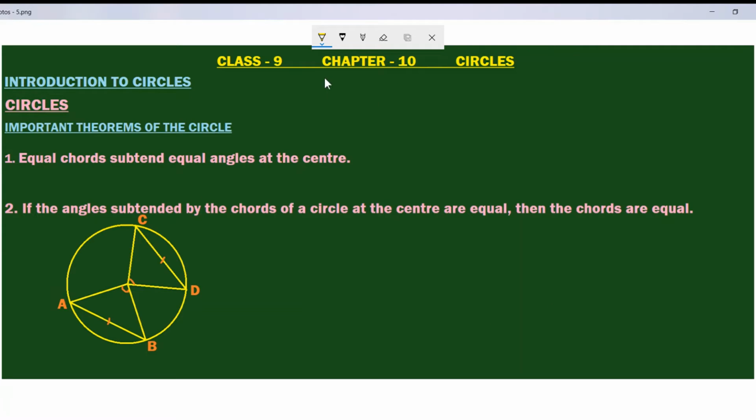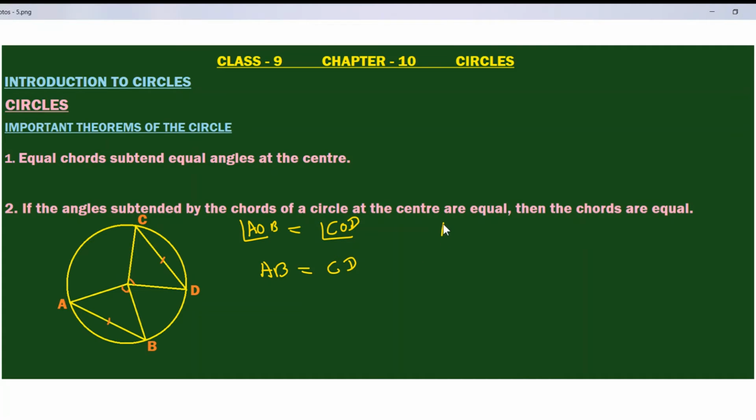To prove the second theorem, I am going to use the same method, but in the second theorem, what they have given is, if the angles subtended by the chords of the circle at the center are equal, then prove the chords are equal. Here they have given angle AOB is equivalent to angle COD. This is given in the question. We need to prove AB is equivalent to CD.